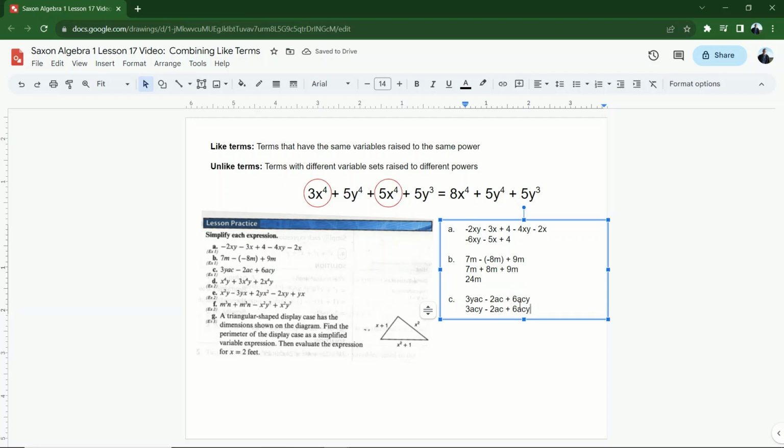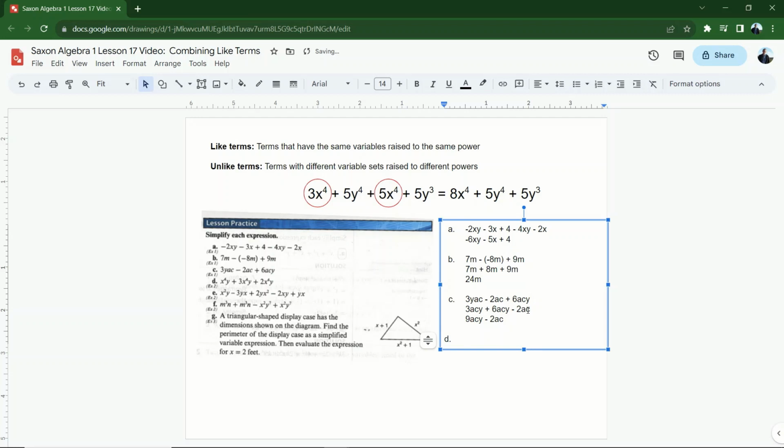If I wanted to, I could put the 6ACY next to the 3ACY. Let's do that because addition is also commutative. So this would be the same expression as what's above. So what do I have here? 9ACY minus 2AC. Can I combine the AC with the ACY? No, I cannot. Different variable set, can't add them. Let's go on to letter D.